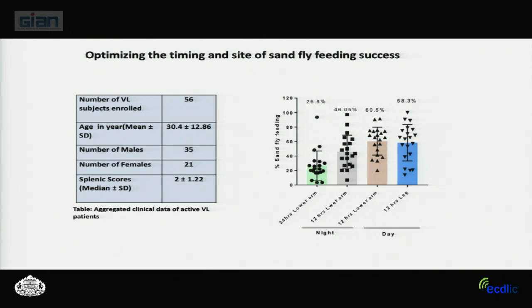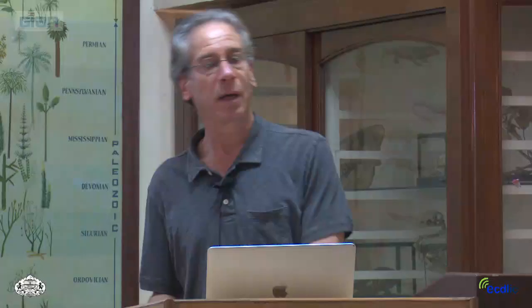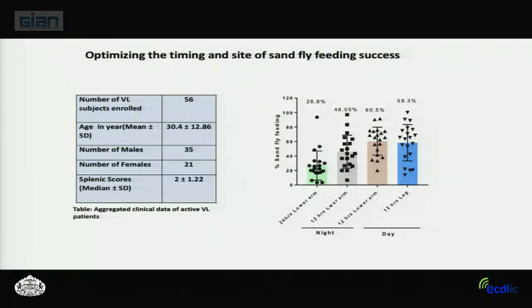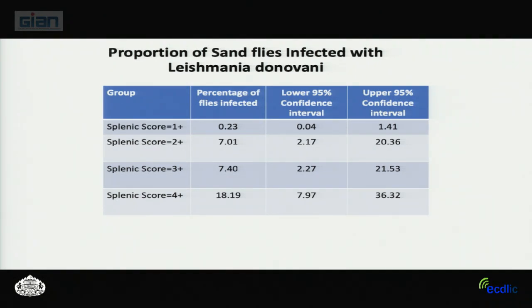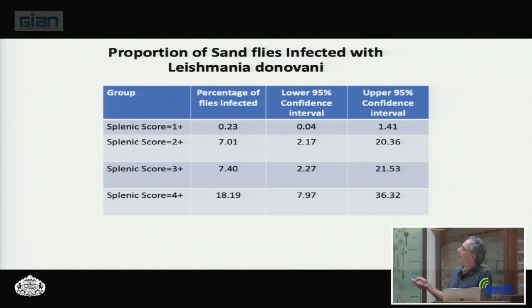So they're feeding these individuals with 30 flies on the arm and 30 flies on the leg, 60 flies total. That doesn't mean they all take a bite, doesn't mean they all survive the 2 to 3 days for dissection. So this is number of active cases. This is just the data from that. So already this is xenodiagnosis on active disease.